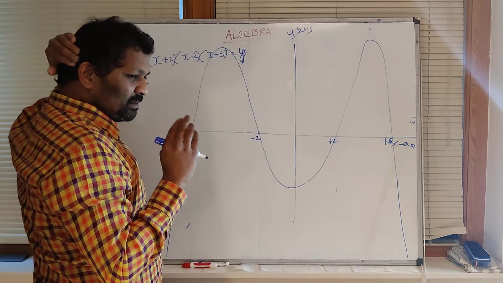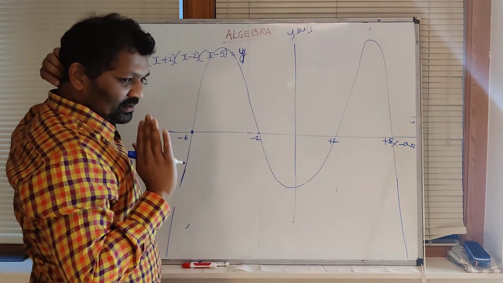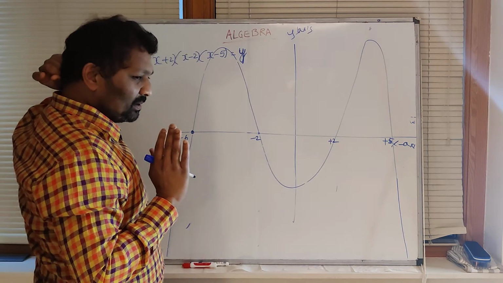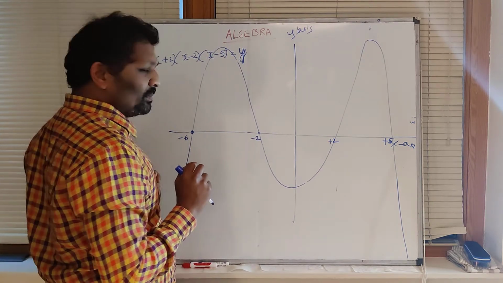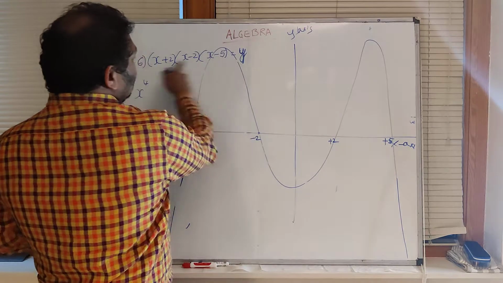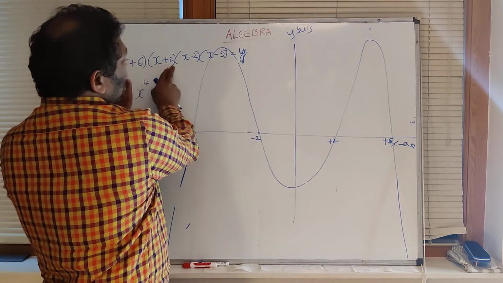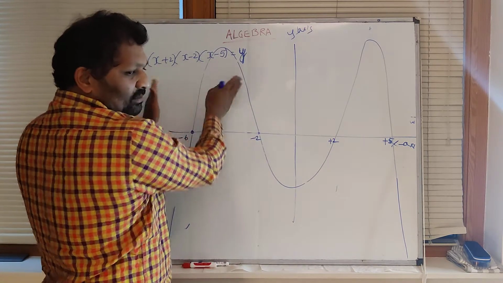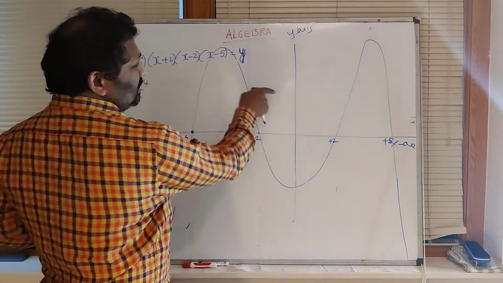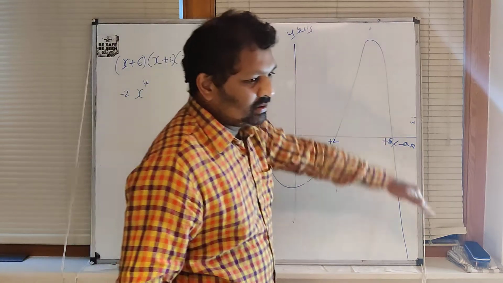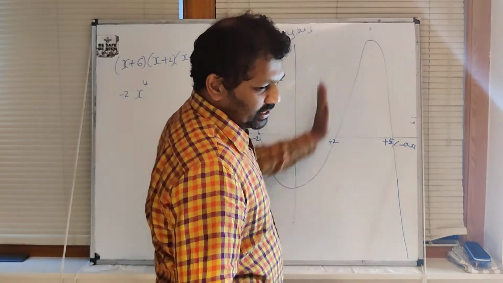There are a number of things to remember, but they're not that difficult. They're just small techniques that you need to apply. We can multiply these out, and multiply again, and we'll get some big expression. When you say it is equal to y, that represents the equation for this shape.